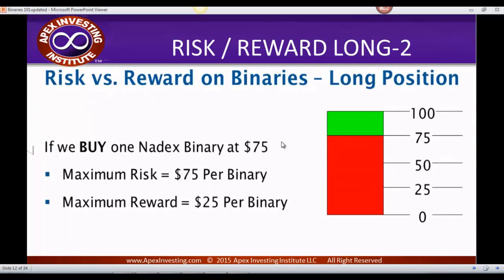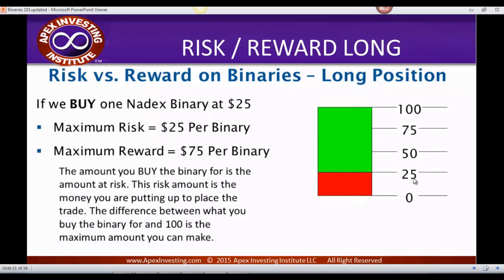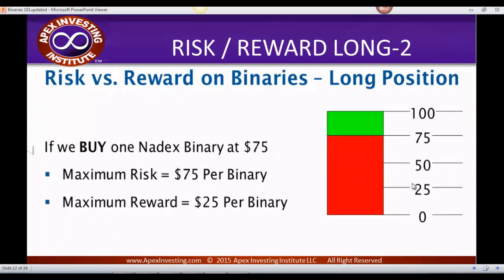Okay, so let's just look again here. If we buy a binary for $75, now our maximum risk is what? Remember, the risk of a binary is the amount that you bought it for. So the example a second ago was us buying it for $25. So that was our max risk, $25. So if we buy one for $75, what's our max risk now?